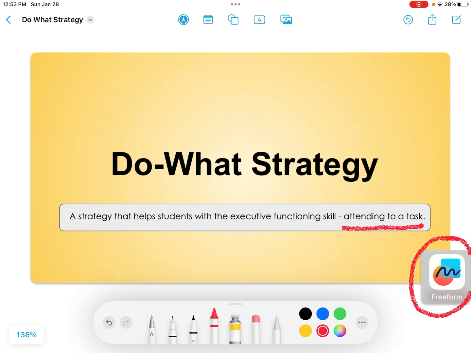It's basically a digital whiteboard where you can insert images, videos, stickers, shapes, all kinds of things, and you can write on top of them without them moving around. So it's a pretty nice instructional tool to use.